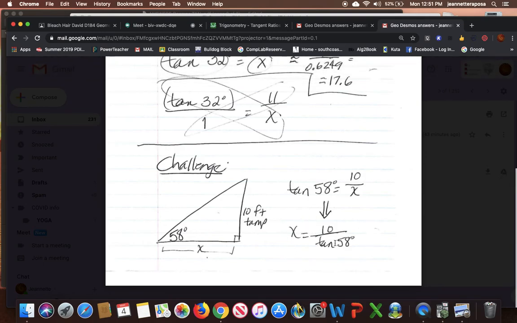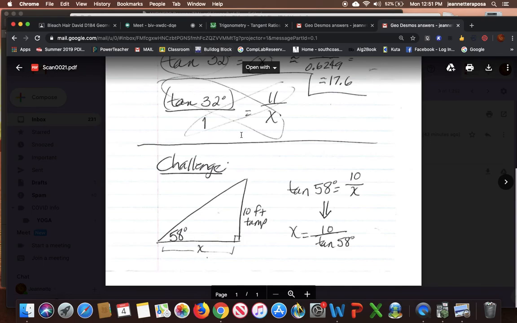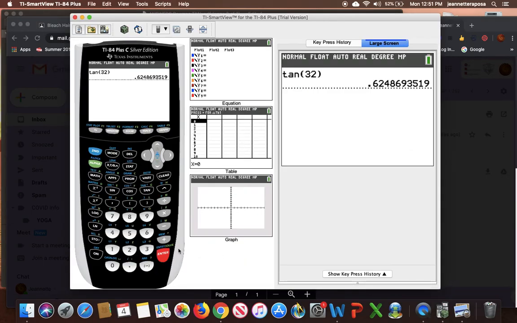I mean, when you solve that, we can do it right now. Let's go to the calculator. What's 10 divided by the tangent of 58 degrees? So 10 divided by whatever the tangent of 58 degrees is. And I get about 6.25.